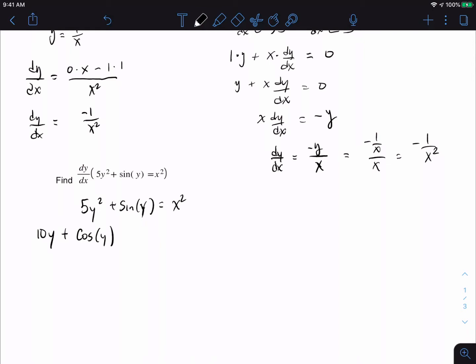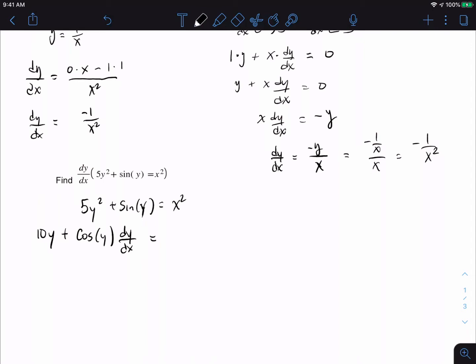you missed something. You missed the chain rule. Cosine is the outside function. Y is the inside function. Hence, we need to take the derivative of y. So that becomes dy dx, or if you want, you can write y prime. That is the chain rule now being applied implicitly. Make sense?